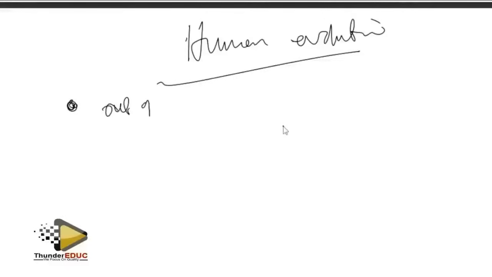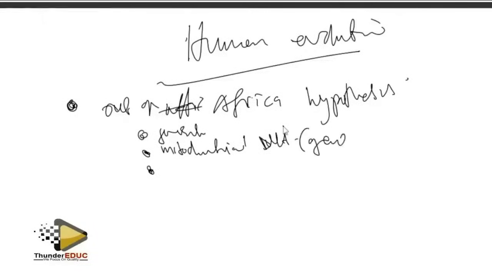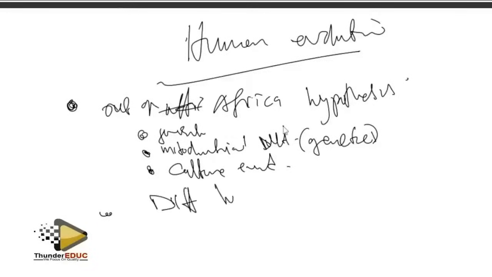6 marks. Number one, it is the Out of Africa hypothesis. Number two, here you have to tell us the evidences of that: fossils, mitochondrial DNA, sometimes you call it genetics, and then cultural evidence. They can also talk about differences between humans and apes, and also similarities between apes and humans. There is no sixth question they can bring here. Nothing. I repeat, nothing. Unless it's going to come from heaven.